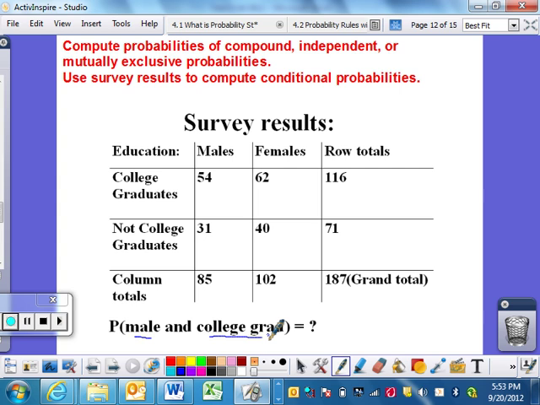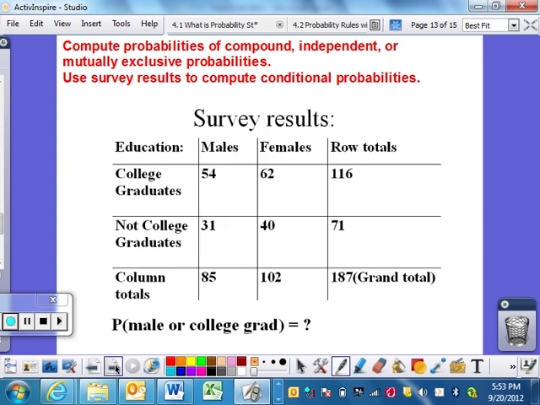Okay, so we got to figure out how many are males and college graduates out of our total number of people. Well, here's the college graduate row, here's the male row. How many are there? 54 total. That's what we're looking for. Out of how many people? 187, because we're not making any conditional things. So it's 54 out of 187. Let's go to the next problem.